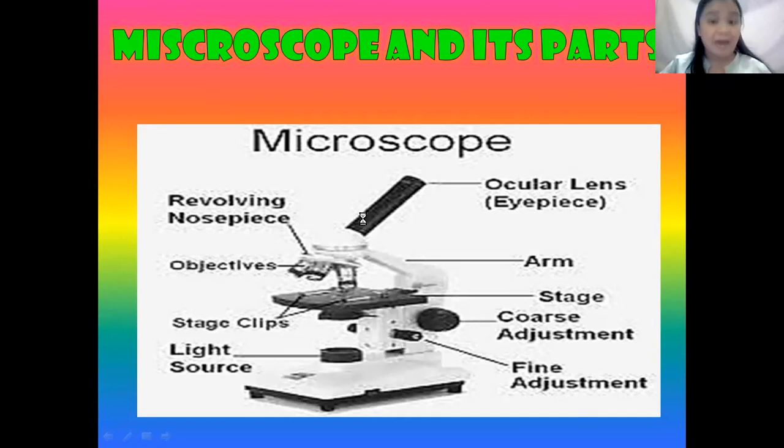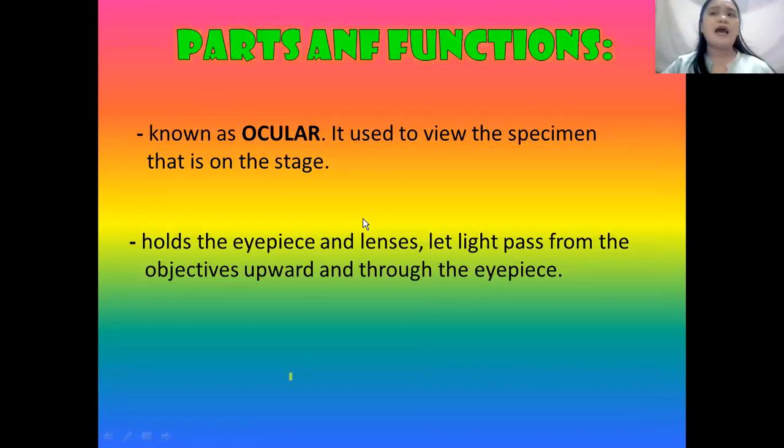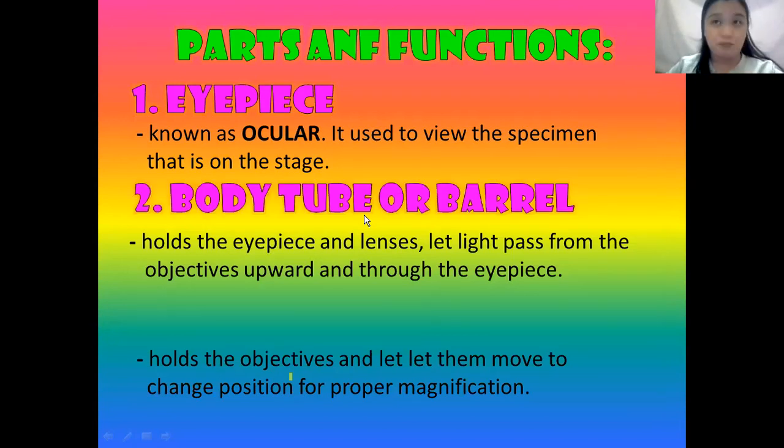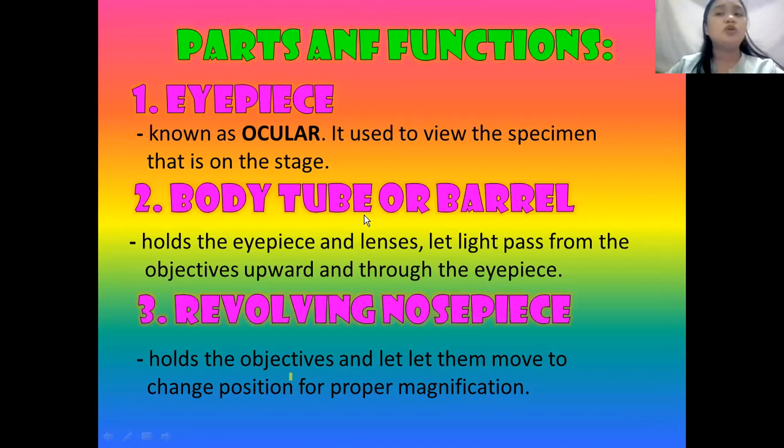All right. Now, to know further about it, let us know the parts and functions. So first, we have what they call the eyepiece. All right. So the eyepiece is known as ocular. It is used to view the specimen that is on the stage. So it is where we look in so that we can see the specimen that is put on the stage. Okay, and what is a stage? Later, you'll know the function of the stage.